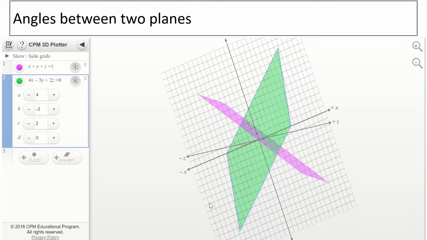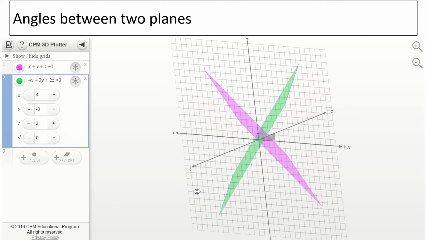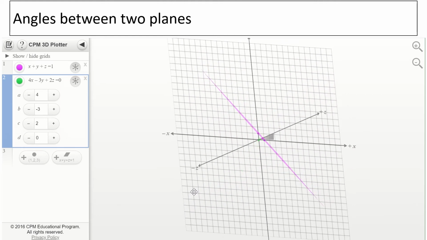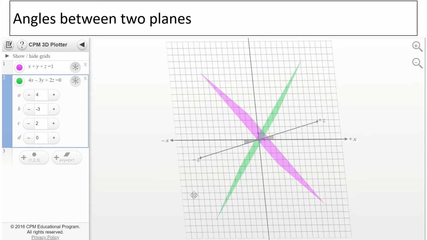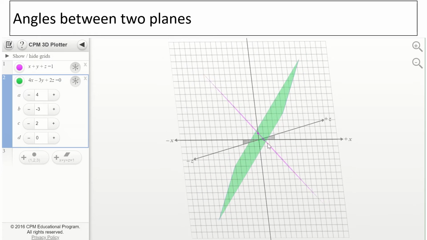So now we have two planes. Let's turn it around so we see that they do intersect at some point here, and now we want to find the angle between these two planes.